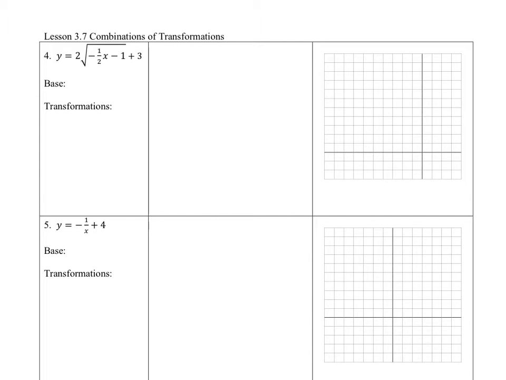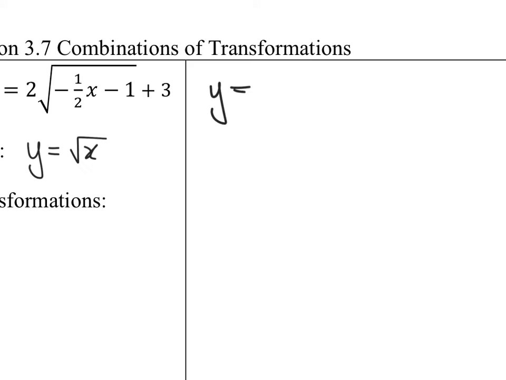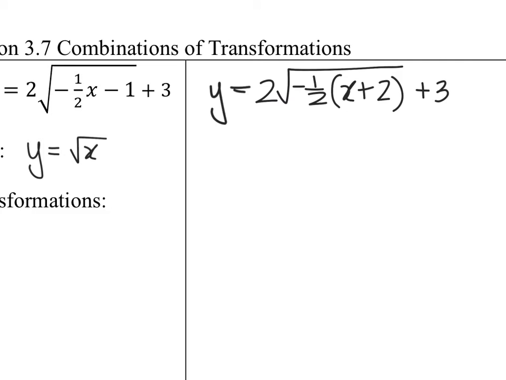Okay, for the next example, again, we have another root function. So the base is y equals root x. And before we state transformations, we should always try to common factor anything we can. So that'll give us 2 root negative half bracket, and then x plus negative 1 divided by negative half, same thing as negative 1 times negative 2, so it'll be x plus 2, and then plus 3 on the outside.